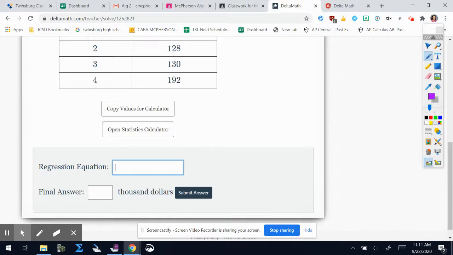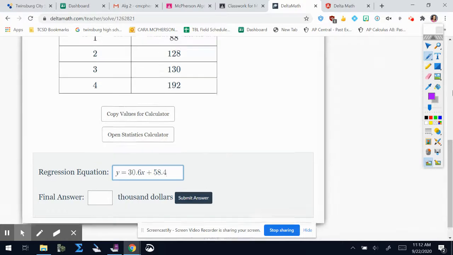So your regression equation is, I need a keyboard here. I need to switch to get a keyboard real quick. So my regression equation is y equals, my A value was 30.6, so 30.6x, and then my B value was 58.4. We're going to plug that in. And then it wants to know the final answer.